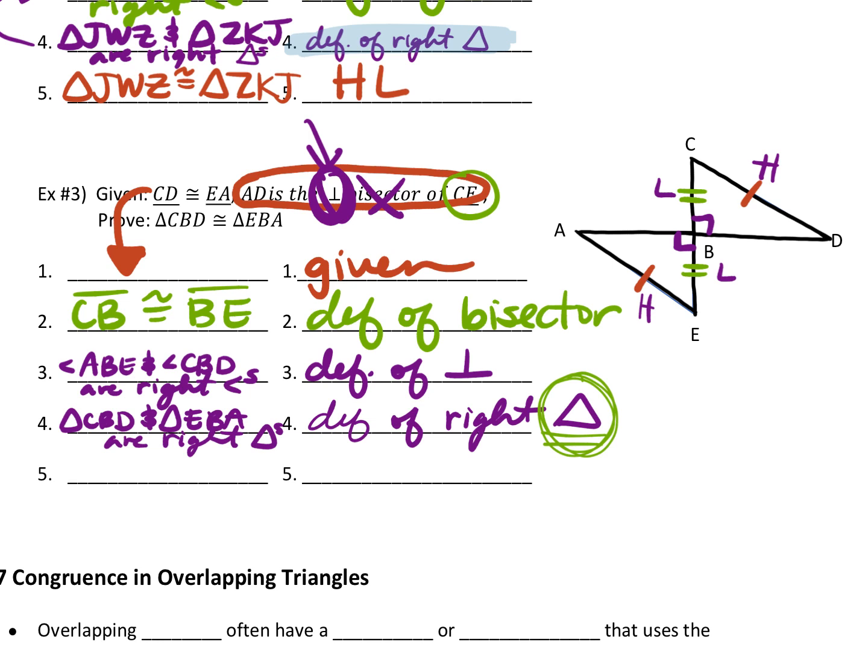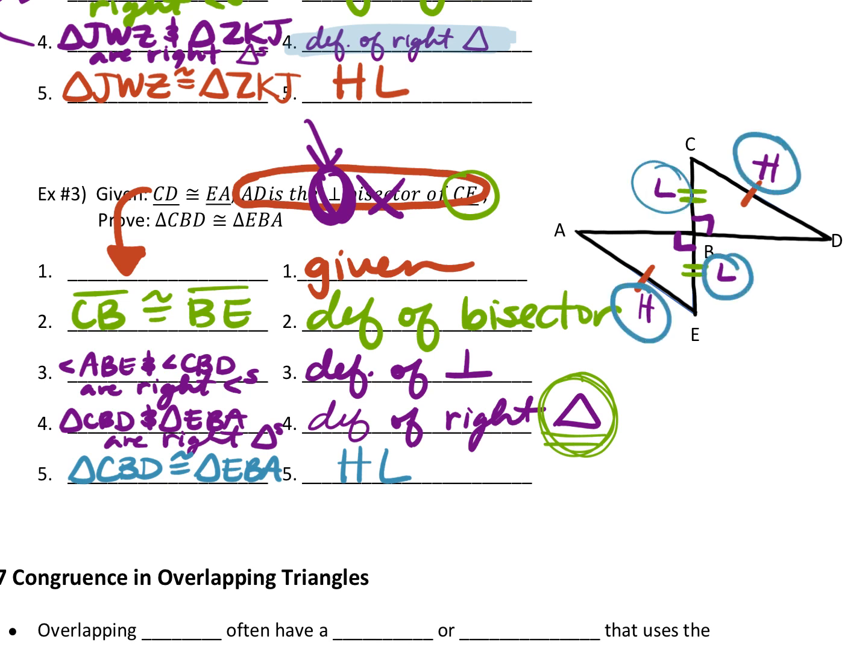What's your last step? HL. Triangle CBD is congruent to triangle EBA by HL. We have hypotenuses, we have legs, and we have 2 right triangles. HL.